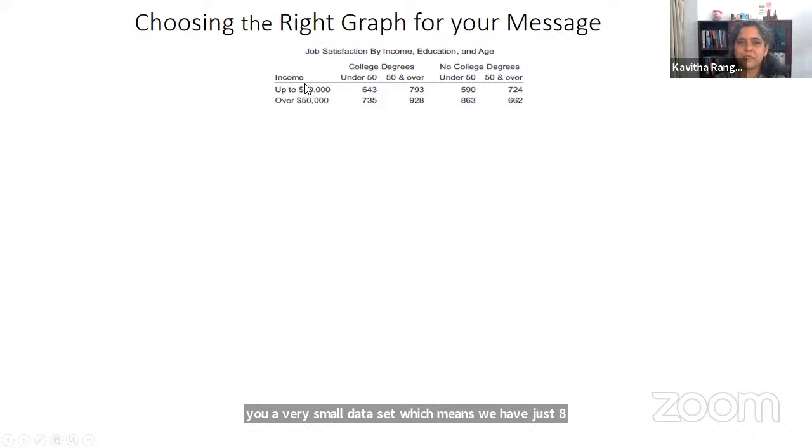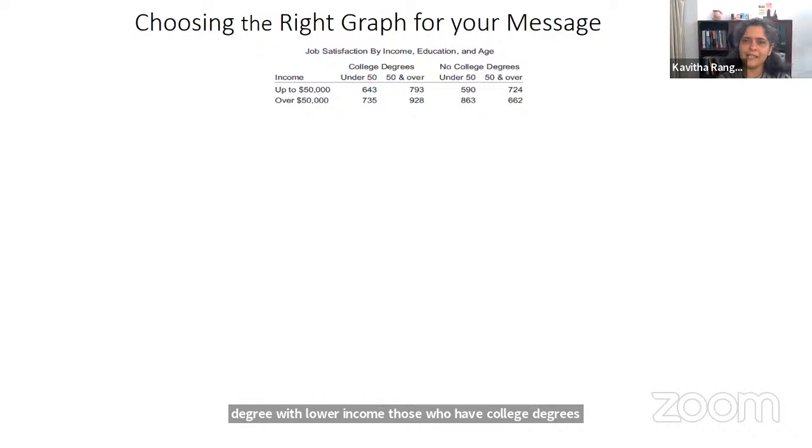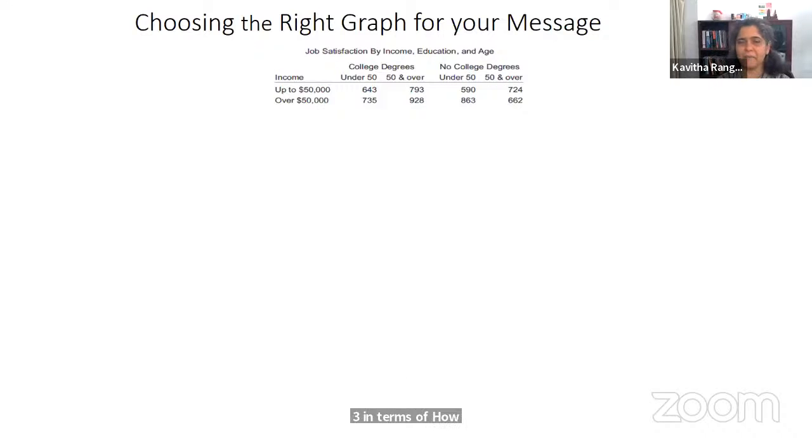Now, we're looking at 2 different income levels, up to 50,000 and over 50,000, and 2 age groups, under 50 and 50 and over, and college degree and no college degree. So there are essentially 4 groups over here. College degree with lower income, those who have college degrees with higher income, no college degree, lower income, no college degree, higher income. So out of these 4 groups, one group is an anomaly compared to the other 3 in terms of how job satisfaction changes over time.